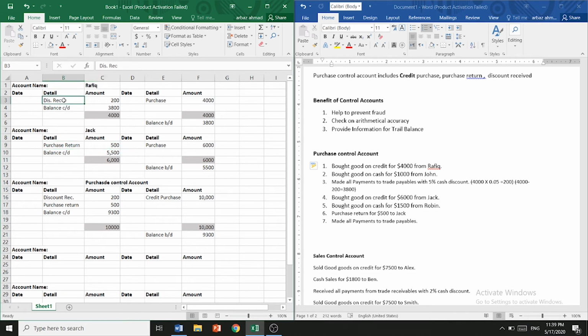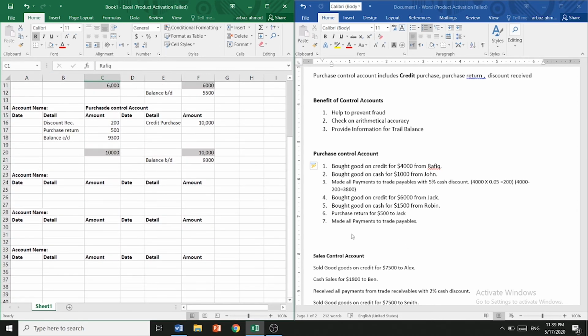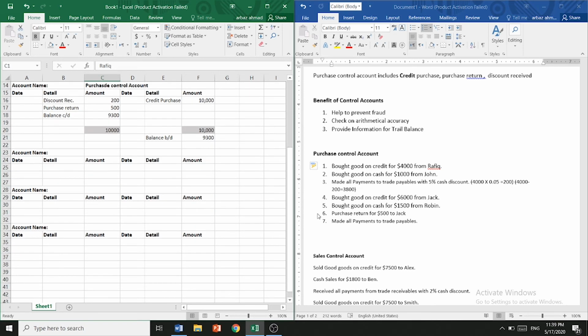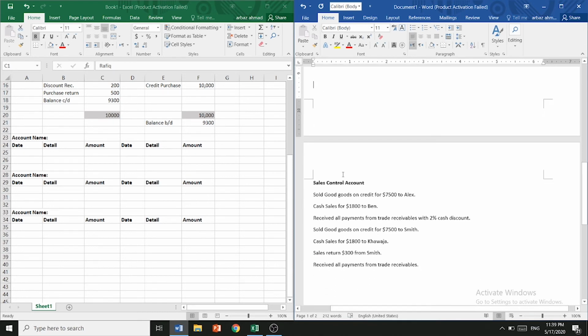And then for trade receivable also we will do the same thing, like all the sections that are included in an account, we will do the same thing. And this is the purchase control account, and sales control account is also similar. We are going to do the same thing with purchase control account. So let's move on. I hope that's clear so far. If you have any questions so far, you can list down in the comments.